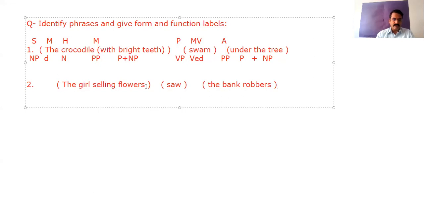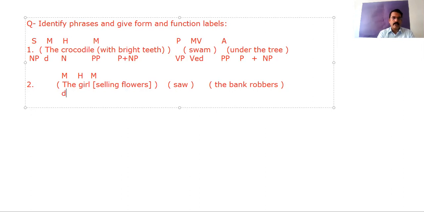The girl selling flowers, first phrase first. So we have to identify the head first. In this particular phrase, girl is the word that is head and others are modifiers. So let us start giving labels. The modifier, girl head, and selling flowers also is a modifier. But selling flowers is a clause. So we use square brackets for clause. Selling flowers is non-finite clause because selling is a verb and flowers is object, right? Let us give form labels.